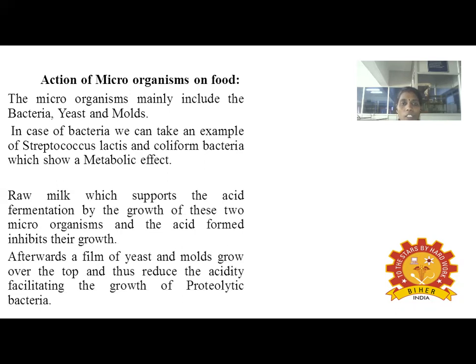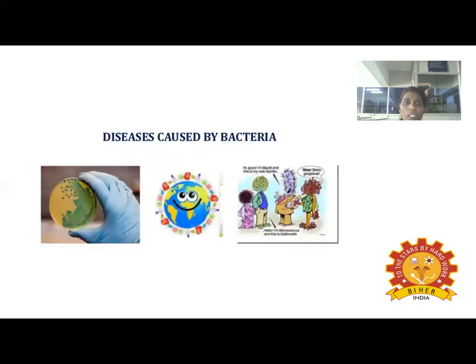Raw milk supports acid fermentation by the growth of these two microorganisms, and the acid formed inhibits their growth. Afterwards, a film of yeast and mold grows over the top and thus reduces the acidity, facilitating the growth of proteolytic bacteria. This is caused by bacteria. You can see in these slides how the bacteria are growing. You can see the colonies. These colonies are causing the damage to the food items.